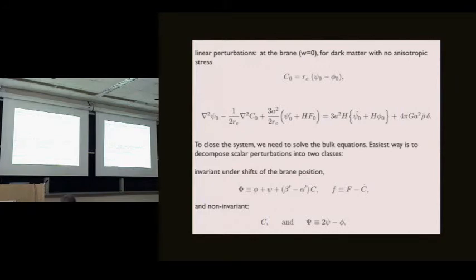The easiest way, which is one of the new things I've done, to solve the bulk equations is to decompose these scalar perturbations into 2 classes. Essentially, the idea is we want to separate the physics at the brane from the physics at the bulk. To solve these coupled equations, to decouple them, you decompose these 4 potentials into 2 potentials which are invariant under shifts of the brane position. So if I change the position of the brane, this potential and this potential are gauge invariant. These guys describe what's going on at the brane, essentially. And then the ones which are not invariant are the brane bending mode, and this combination 2 psi minus phi, which is essentially the Ricci scalar at a given hypersurface, like the brane.